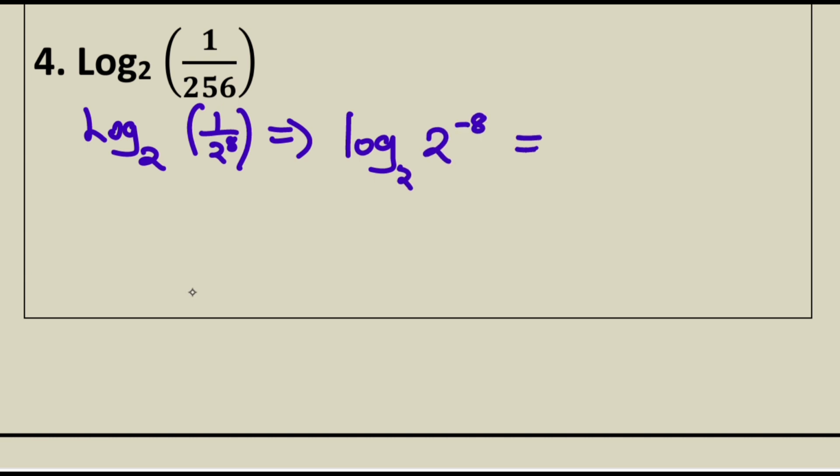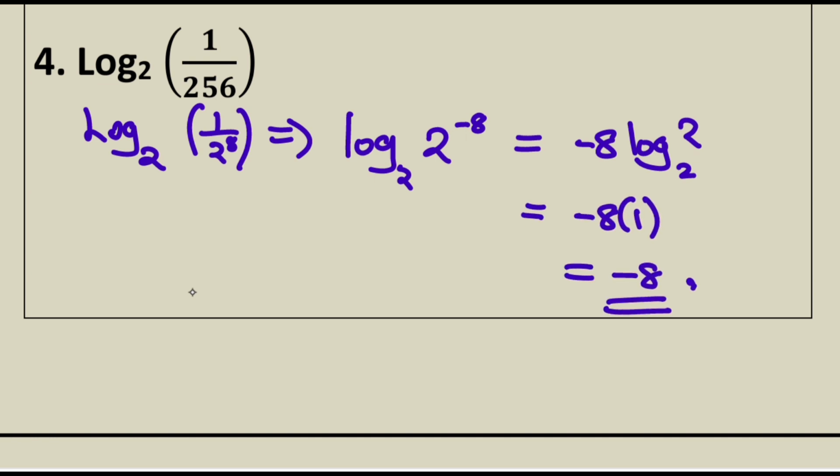Then we're going to drop this power negative 8. It becomes negative 8 log 2 base 2. And we know that log of 2 when the base is 2 is equal to 1. So therefore this one will be negative 8 multiplied by 1 to give us negative 8, and that becomes the correct answer for that case.